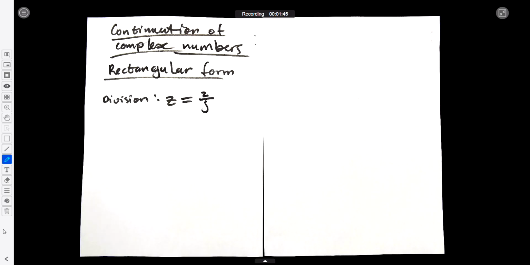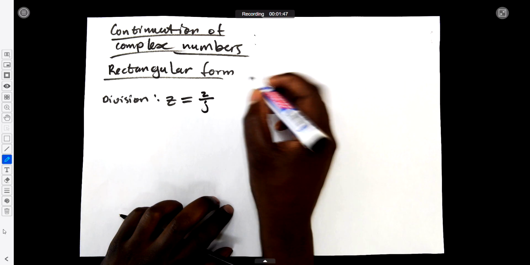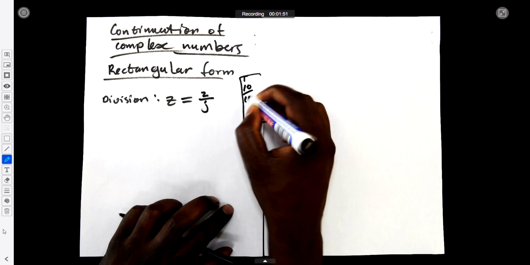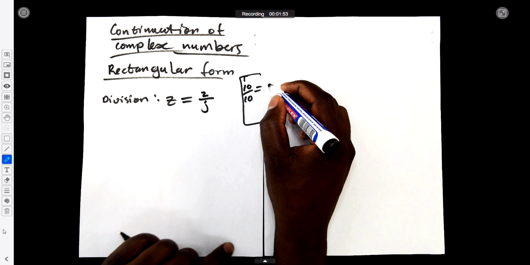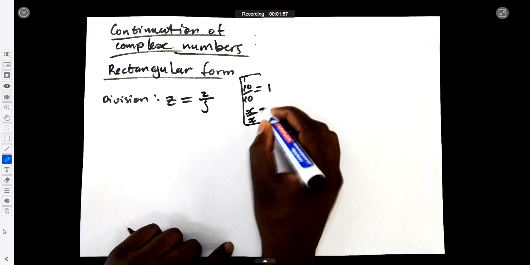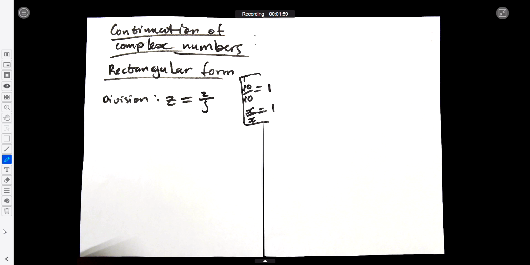You will agree with me that 10 divided by 10 is 1. Then x divided by x is 1. Which means if we divide a factor by a similar factor, it's equal to 1. So we can divide any value by itself and we're still going to get 1. Or we can express 1 in many forms.